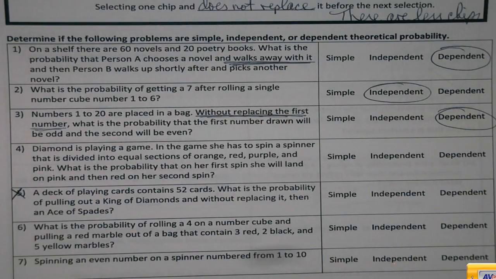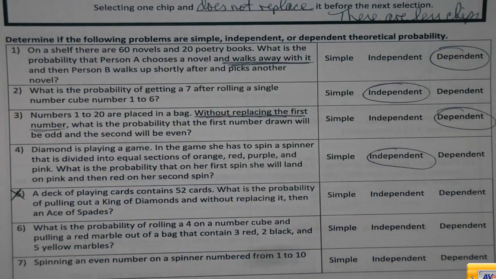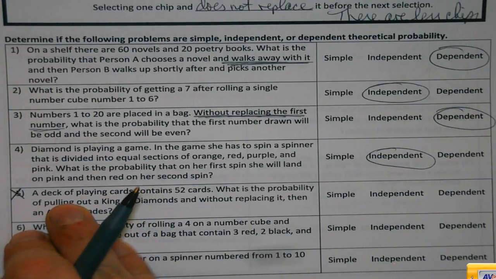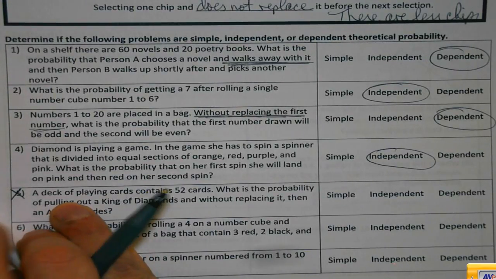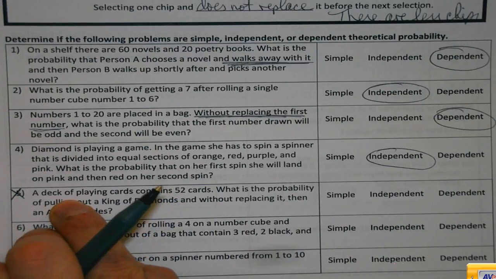And we start to see, as we do these, okay, Diamond's playing a game. She has to spin a spinner that's divided into equal sections of orange, red, purple, and pink. What's the probability on her first spin she'll land on pink, and then red on her second? So if I'm spinning a spinner, and I get a color, as long as I don't take the color off the spinner somehow, I'm not quite sure how I do that, and I spin it again, all the colors are still going to be there. It's going to be independent. Okay, they're separate. And that depends on how we tackle these. So when you look at the back on this page, just kind of getting you thinking about this and kind of playing with the values some.